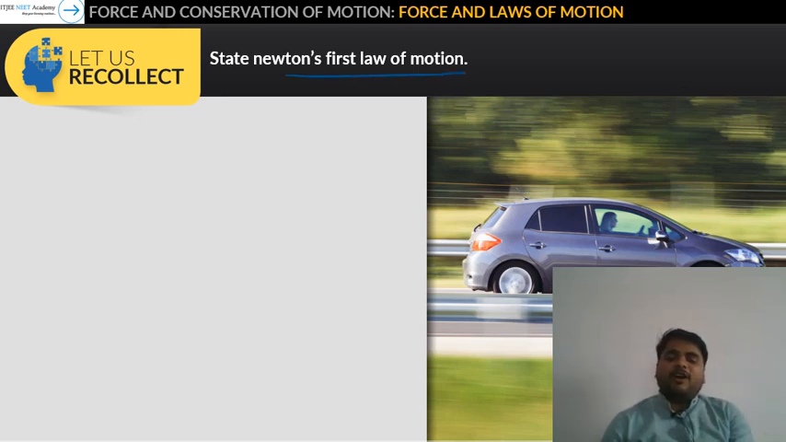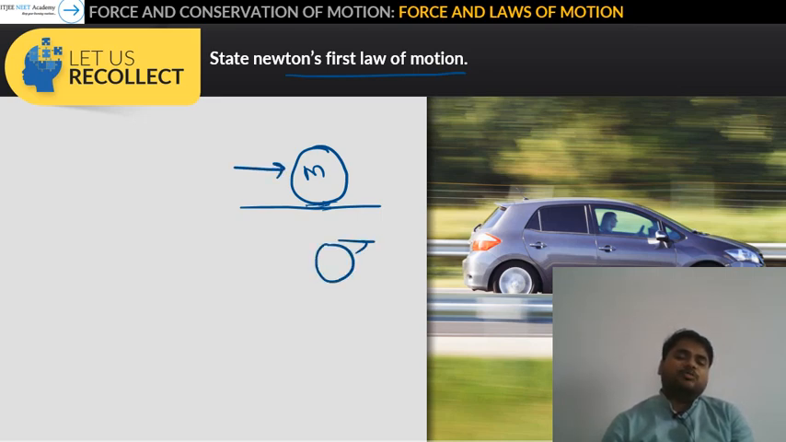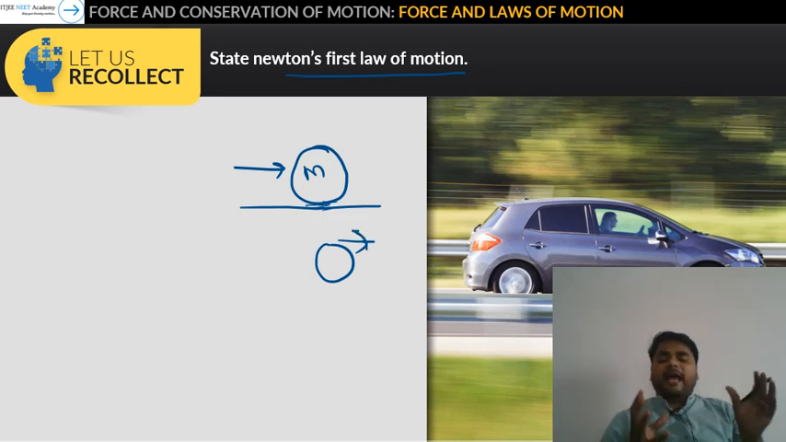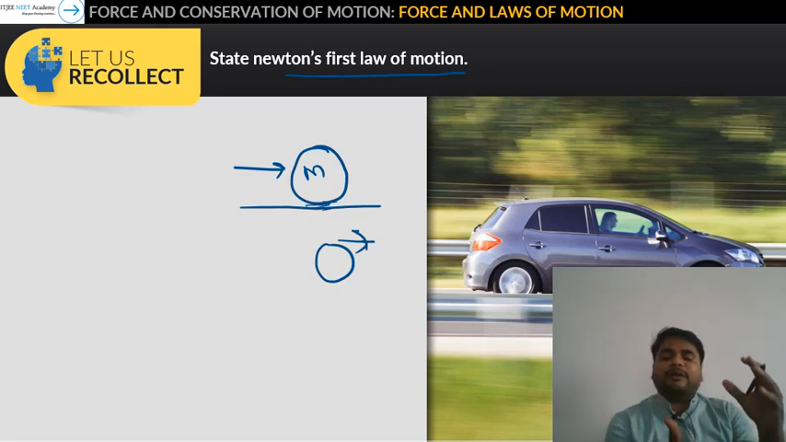Suppose any object which is at rest, any object which has mass m and is on the surface of the ground at rest. Now we apply a force, then what will happen? The ball will start to move. It means any object which is at rest will move only if we apply a force, otherwise it will not move.